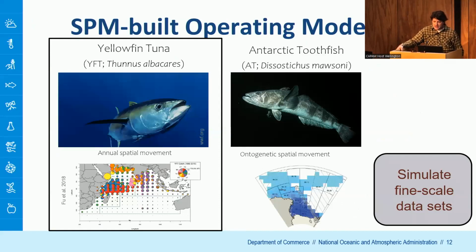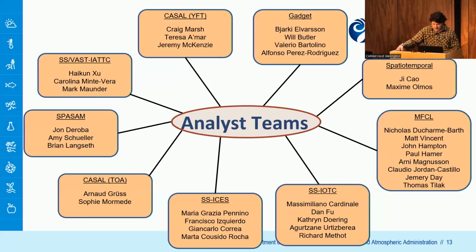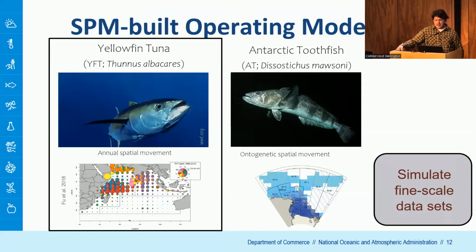So we did build an operating model in the SPM environment. And that operating model tracked fine scale population dynamics, which we could then use to build and simulate data sets. We did that for two species, yellowfin and toothfish. Today, since this is tuna, I'll just be focusing on the yellowfin tuna example.